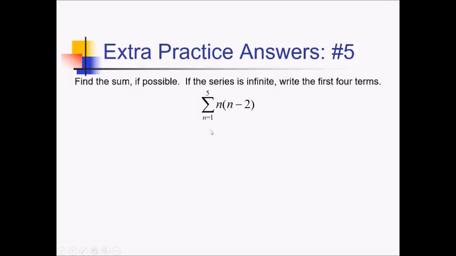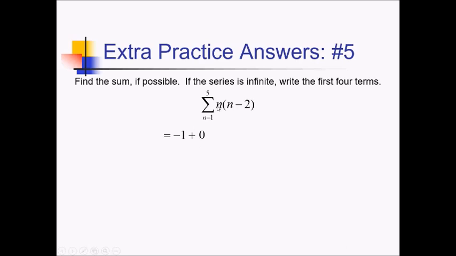For this problem, we want the sum of the series n times n minus 2 from 1 to 5. So we're going to start at n equals 1 and just plug that in and add things together until we get to 5. So my first term is going to be 1 times 1 minus 2. That's 1 times -1, which is -1. For the next term, I'm plugging in 2. That's 2 times 2 minus 2. Well, 2 minus 2 is 0, so that whole thing comes out to 0.